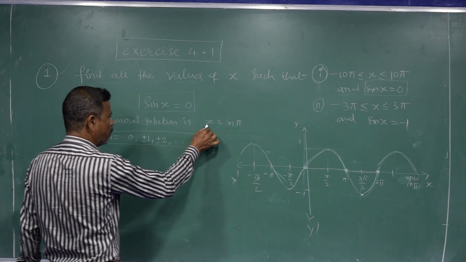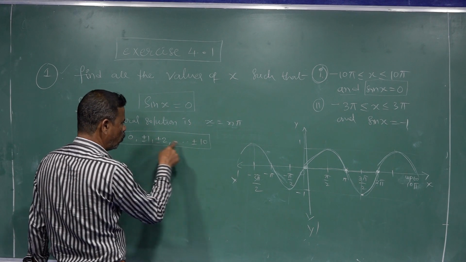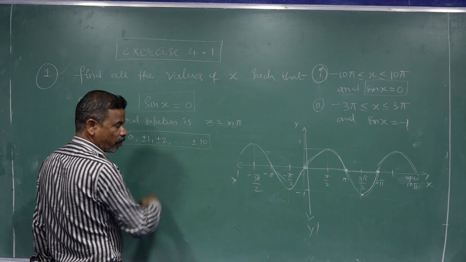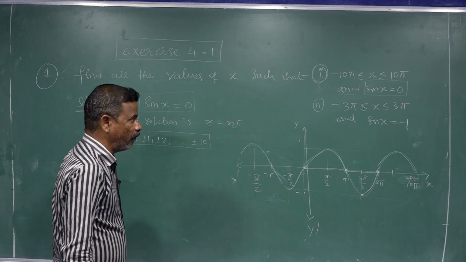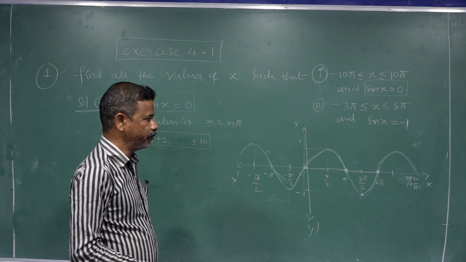Find all the values of x. All the values of x means x is equal to nπ, where n values are 0 to plus or minus 10. That is the x values. Okay. After that, the second problem: sin x is equal to minus 1.